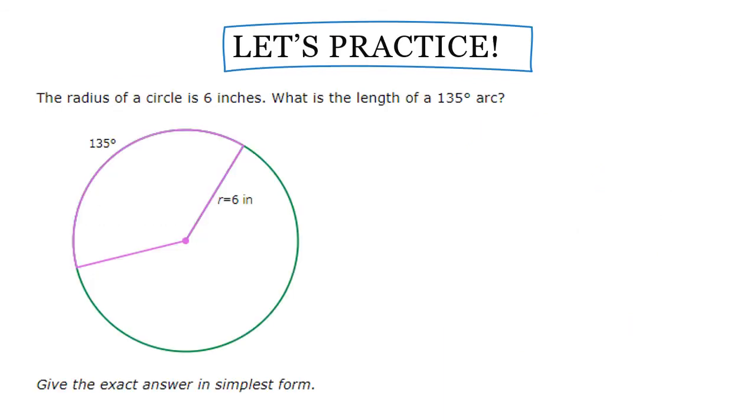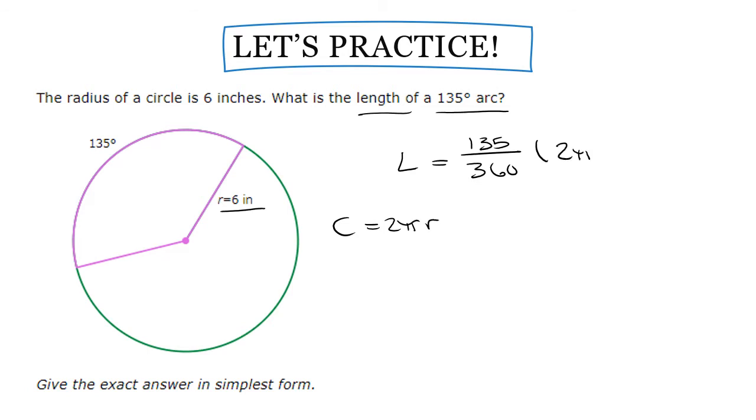Let's try a practice problem. So we are told the radius of the circle is 6 inches, and we're asked to find what is the length of the 135-degree arc. So we go to our formula. Length is going to equal the degree measure, 135, out of 360, times the circumference. Now remember, circumference is equal to 2 pi times the radius. So here we're going to have 2 pi times 6. Simplify this and we get 4.5 pi. Now notice that I didn't simplify pi here, I just left it as pi. That's what you're going to need to do in IXL.